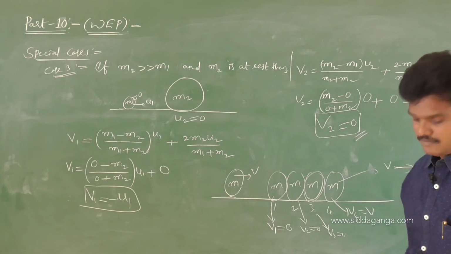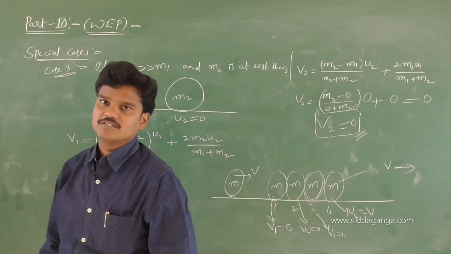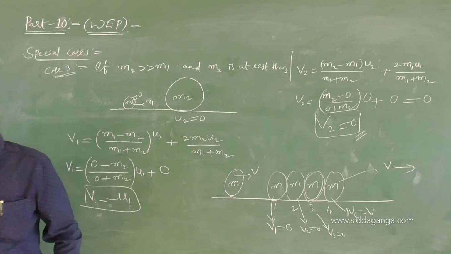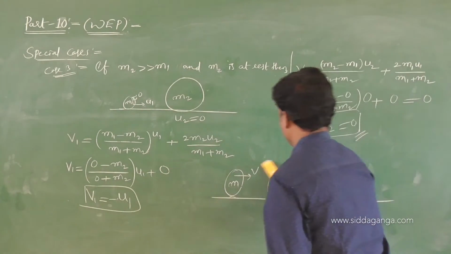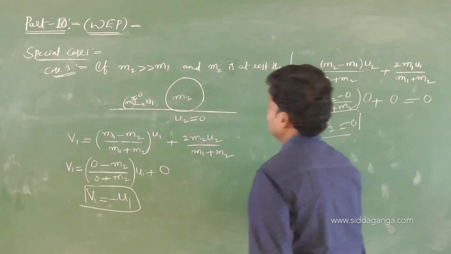The first particle moves with equal speed in the opposite direction. I am getting a negative sign, opposite direction. Okay, take this.